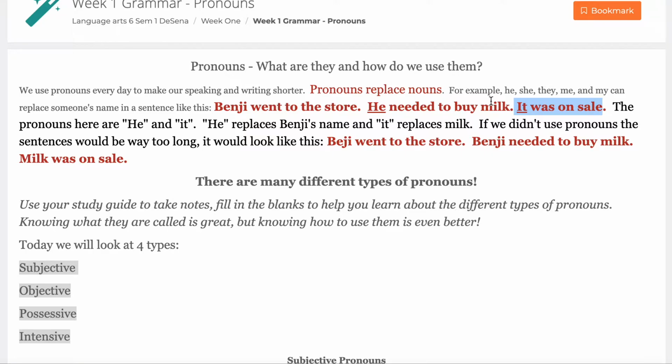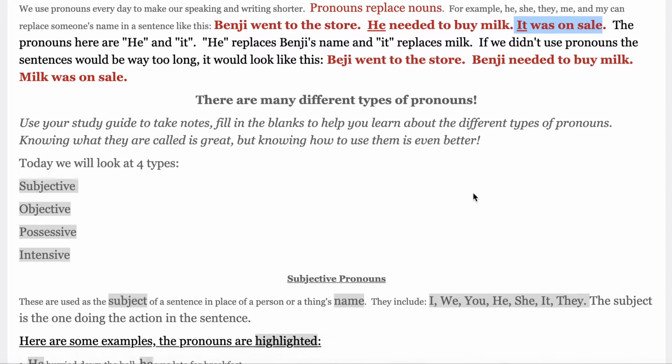If we didn't use pronouns, if pronouns didn't exist, think how long our sentences would be. Instead of saying, Benji went to the store, he needed to buy milk, it was on sale, we would have to say, Benji went to the store. Benji needed to buy milk. Milk was on sale. And that would be too long and confusing. So we use pronouns to help us shorten things so we don't have to keep repeating people's names or the name of the object over and over and over again.